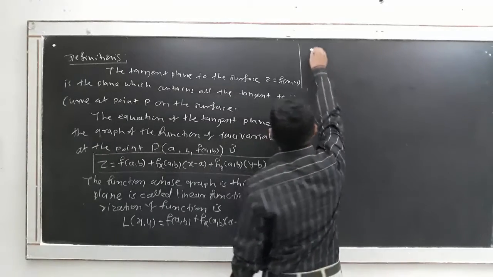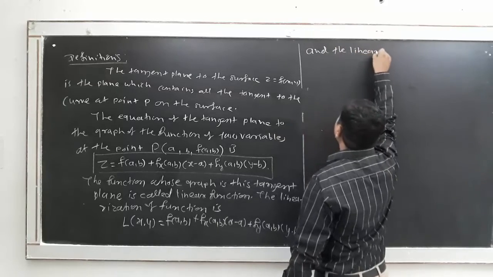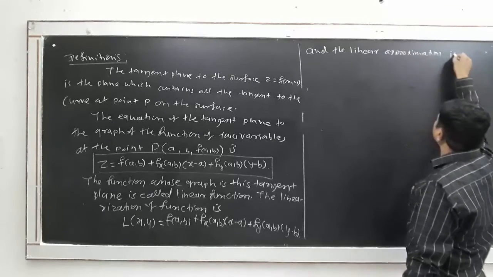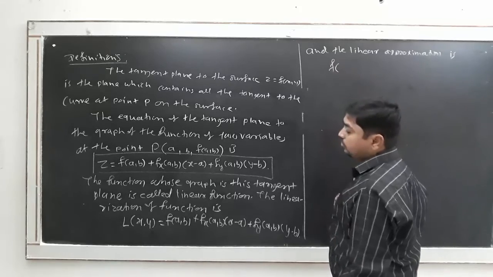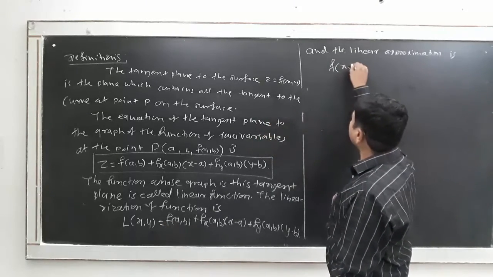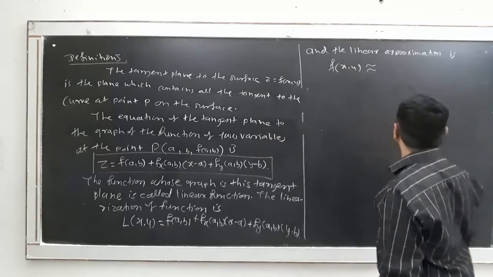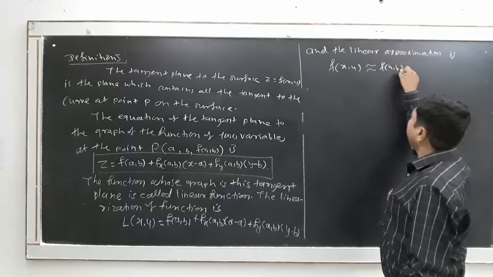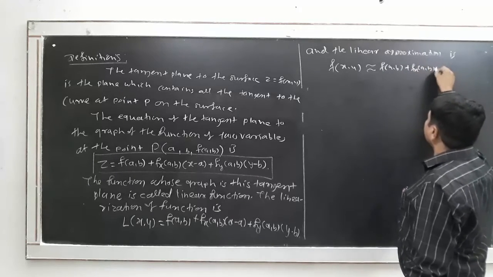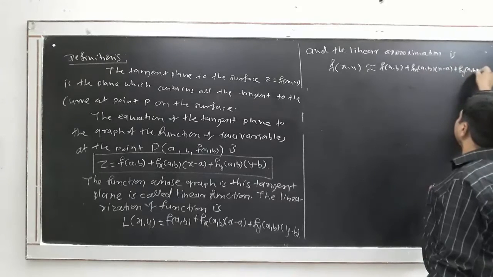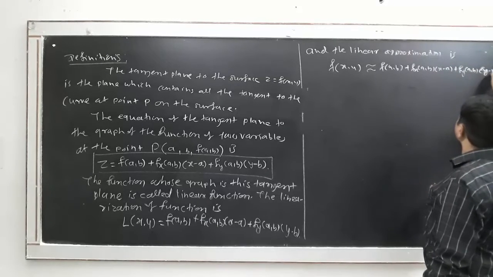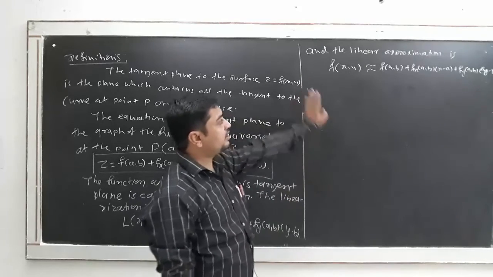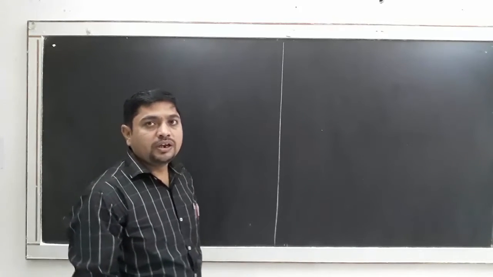The linear approximation: you just replace this L of x, y by f of x, y, write the sign of approximation, and write the same right hand side again: f of a, b plus fx at (a, b) times (x minus a) plus fy at (a, b) times (y minus b). This is the linearization and linear approximation.